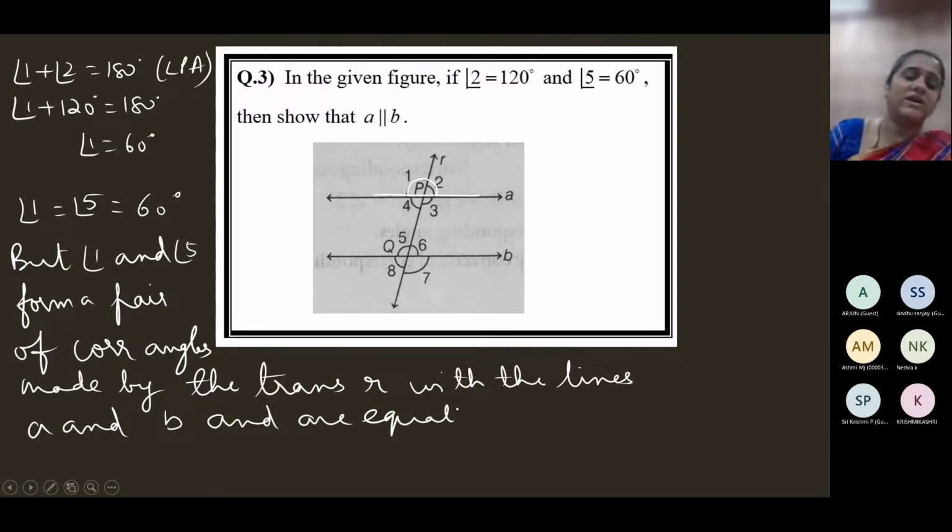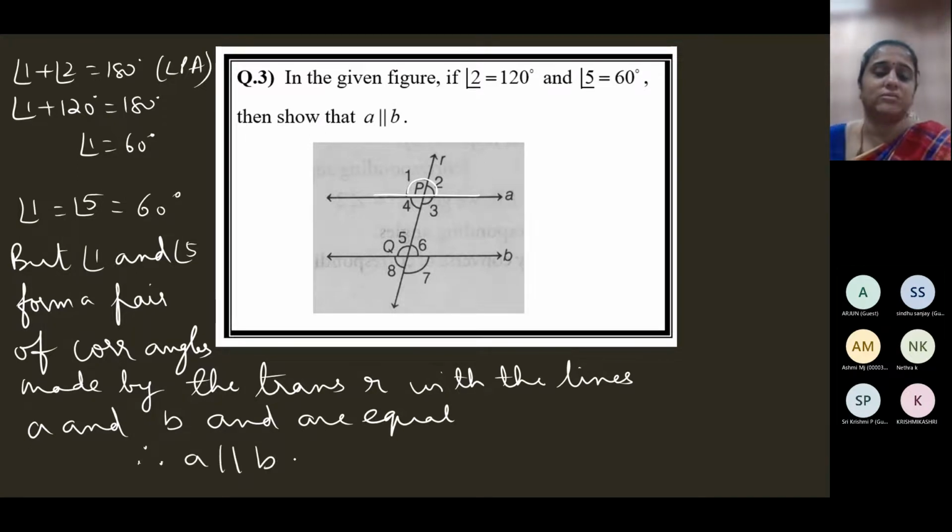Angle 1 and angle 5 are corresponding angles and they are equal. Therefore, the two lines must be parallel to each other. Therefore, A is parallel to B. So you can use alternate angles, co-interior angles, corresponding angles. Yes, children, please write down.